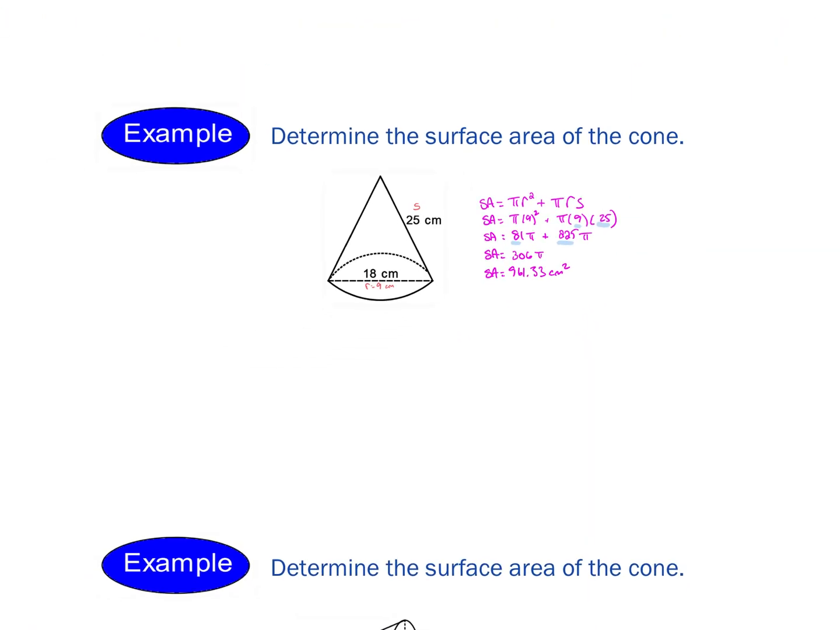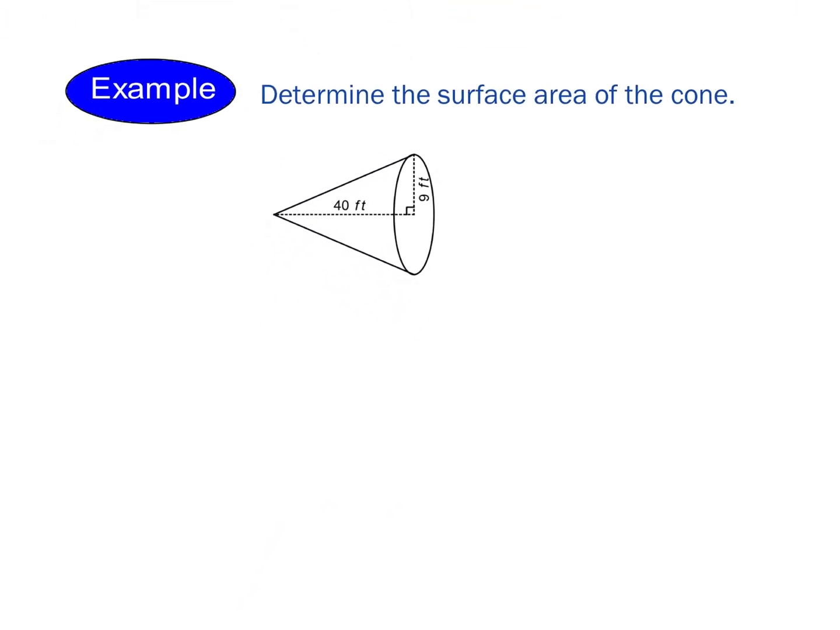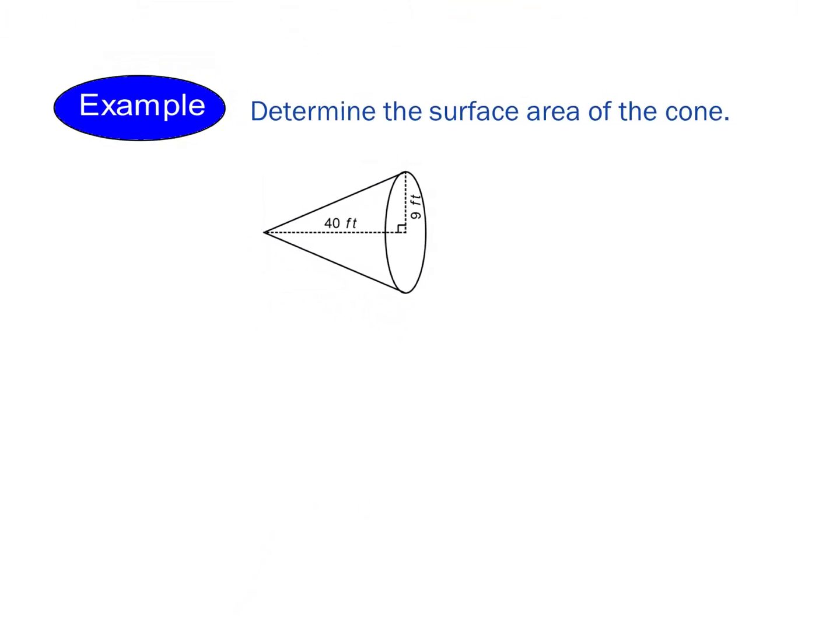We've got another example right here. What's the surface area of this cone? So let's identify what the numbers that are here mean. 9 feet. What is that? What's that? It's the radius? Yep. 40 feet. What's that?